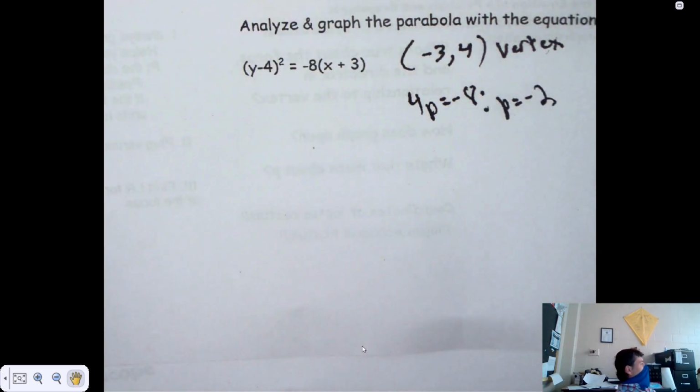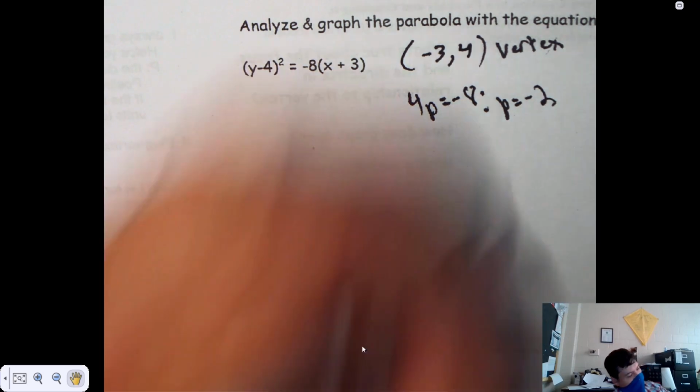Bryce, that mean anything to you? What's it mean to you? Kinda. How it opens, right? No, I didn't talk about this. Oh, we're still in the sideways parabolas, aren't we? We never moved on. So we know this thing opens. How's it open, left or right? Left.